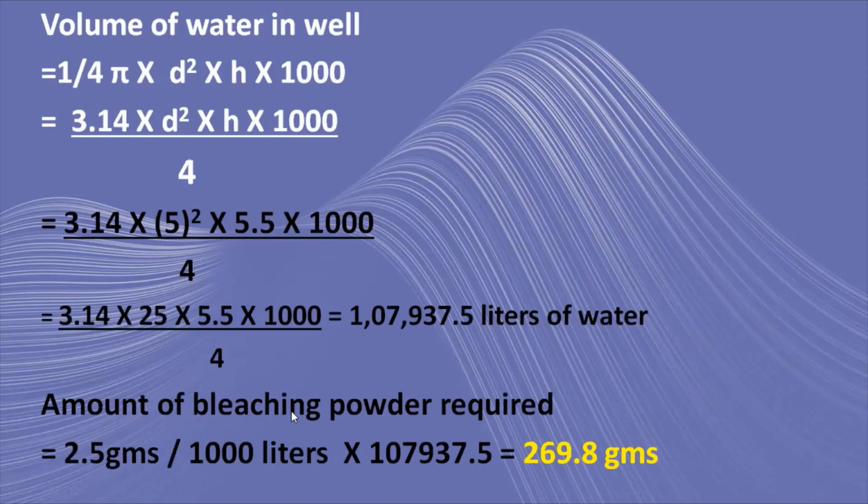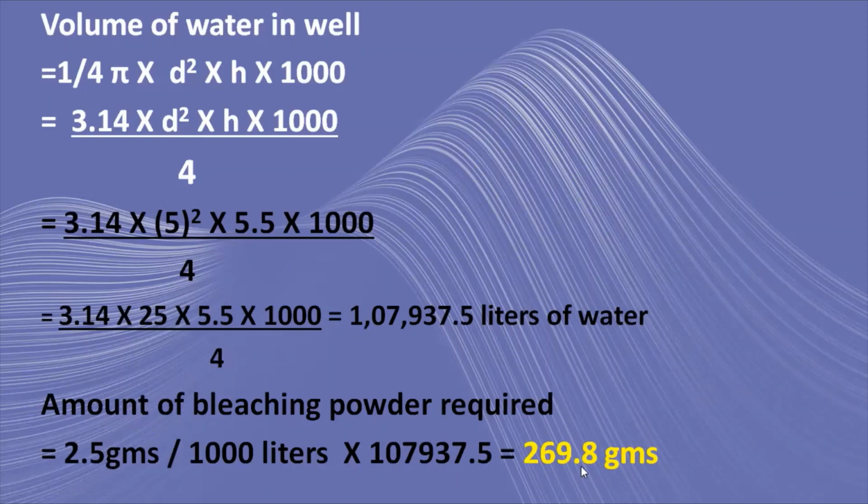And we know that if we have a good quality bleaching powder, that is, 33% free chlorine is present in the bleaching powder, 2.5 grams of that bleaching powder is required to disinfect 1000 liters. So how much will be required for disinfection of the 1,07,937 liters?